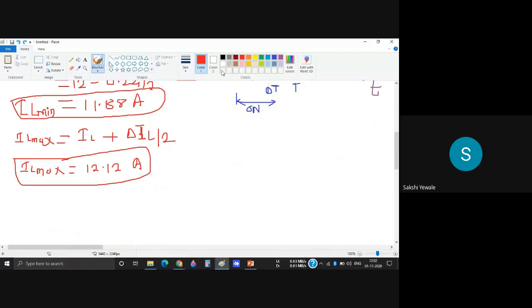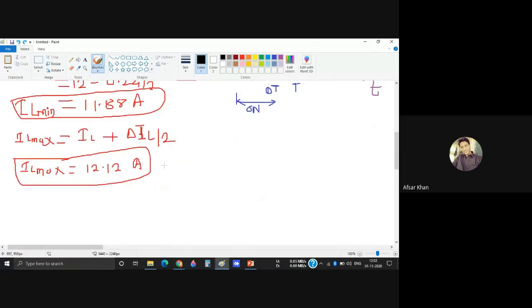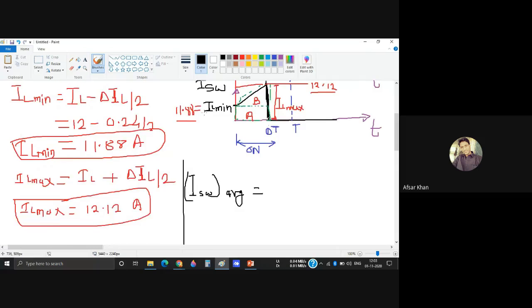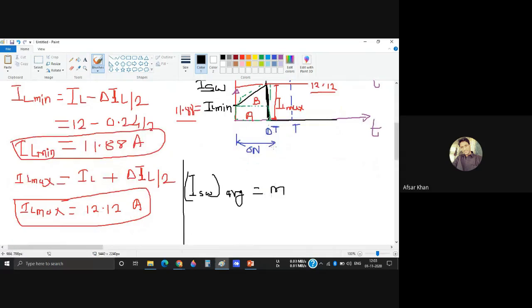Now you give me the answer. I switch average is equal to what? What formula should I use? Switch current's average value. You tell me. So this is the switch current, right? This is I switch. You have to find its average value. What will be the formula?